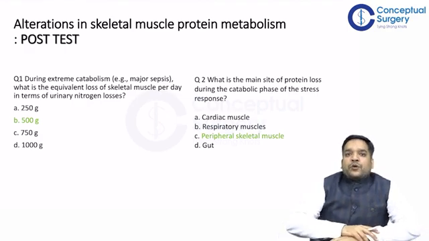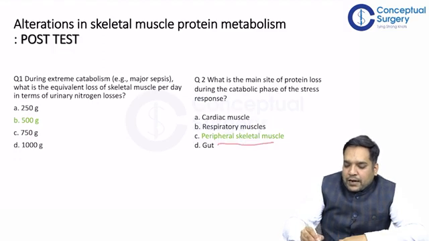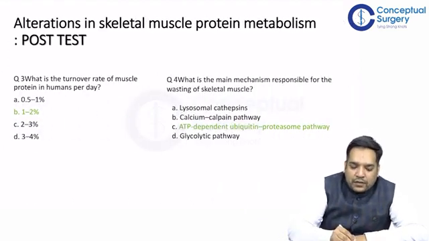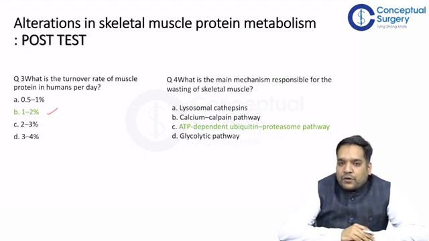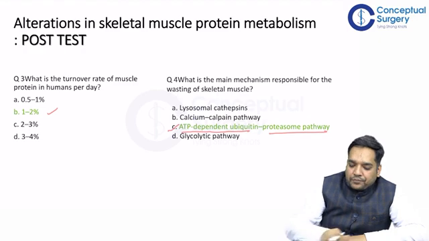So now the post-test, you're going to get the answer of the pre-test in this. So answer of question number 1 is 500 gram. During extreme catabolism, for example major sepsis, the equivalent loss of skeletal muscle per day is 500 gram. And the second question was, what is the main site of protein loss during the catabolic phase of stress response? Answer is peripheral skeletal muscle. Please remember, cardiac muscles are spared, right? Question number 3, what is the turnover rate of muscle protein in human per day? Answer is 1 to 2%. What is the main mechanism responsible for wasting of skeletal muscle? We just discussed in the last slide, ATP dependent ubiquitin proteasome pathway, right?